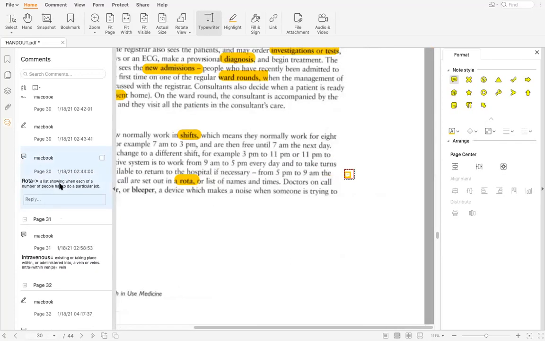What is the meaning of rota? Rota means a list showing when each of a number of people has to do a particular job. So a rota is a list with the names of the doctors and their job, their tasks.